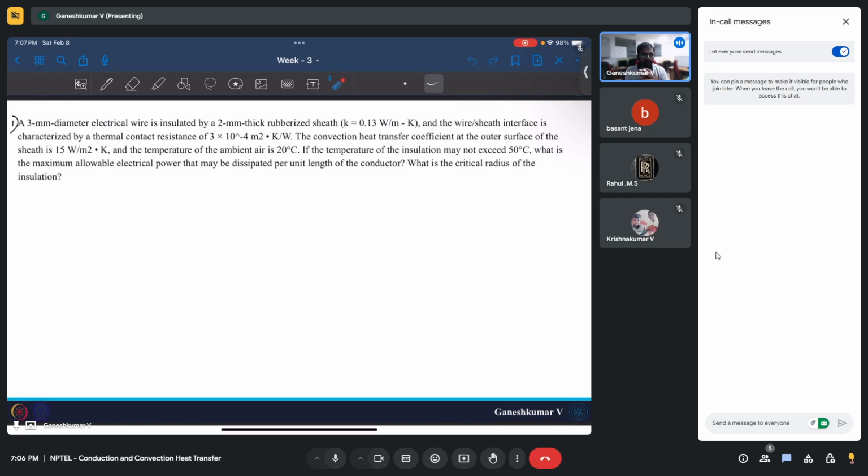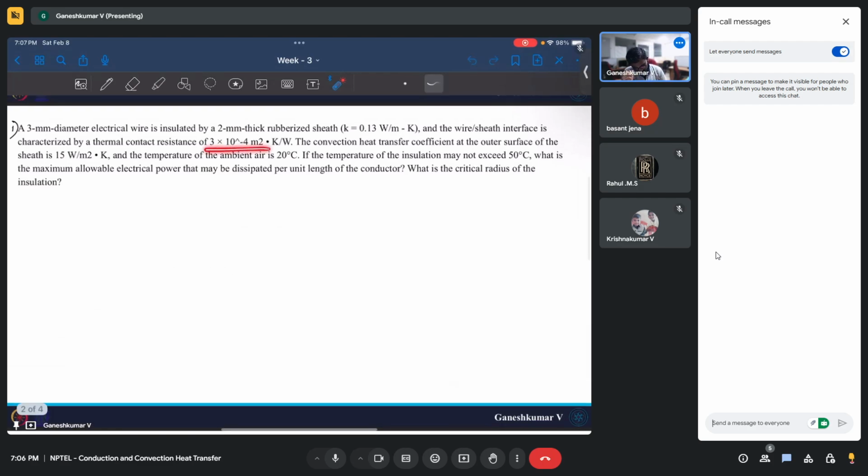We actually didn't touch on contact resistance in our lectures till now. Basically, usually we assume that contact resistance is zero, but in here we have certain resistance. So we have a wire, and on top of it you have a shell, and when the heat flows from the wire to the shell interface, usually we don't consider any resistance, but here we have some resistance. Okay.